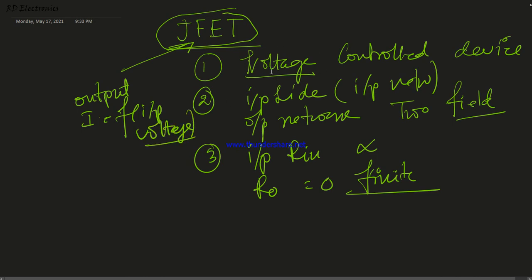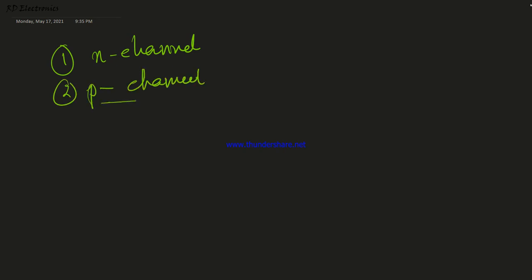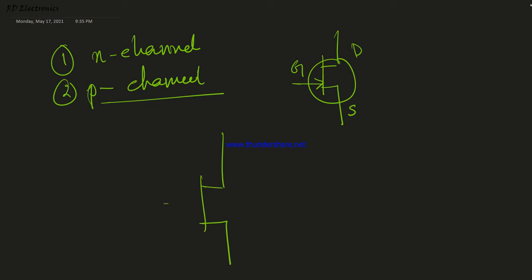So now next, we talk about different types of JFET. There are basically two different types of JFET available. One is N-channel JFET and another is P-channel JFET. This is the circuit symbol of N-channel JFET. The three terminals are named drain, gate and source. And this is the circuit symbol of P-channel JFET, with the same terminals: drain, gate and source.